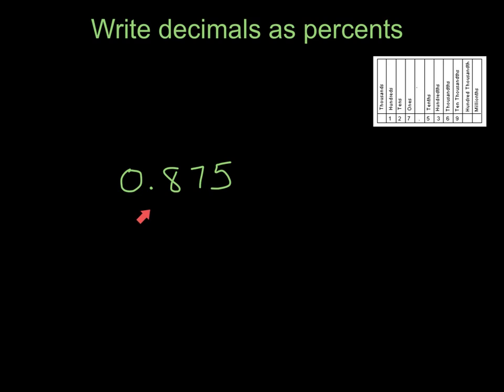If I had a decimal like this, 875 thousandths, and I wanted to change it to a percent, I would just move my decimal 2 places to the right because I'm multiplying by 100. When I multiply by 100, I move 2 places over, and that would give me 87.5%.